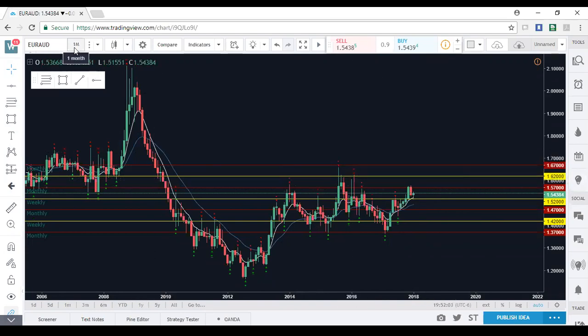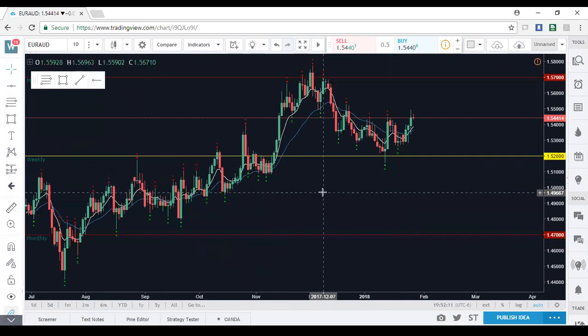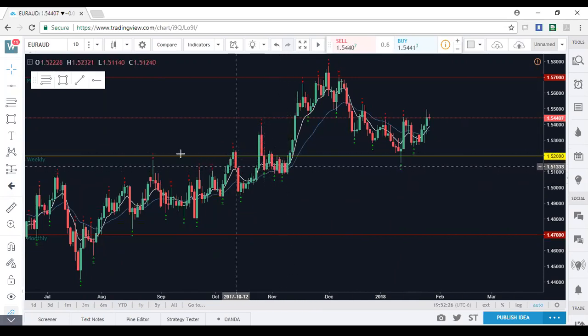So from the monthly chart, once we've got that delineated and things like that, we'll go down to the daily chart. Now, as we can see already, we've got this compression right here around this weekly mid-level. So I would say an order block is right here, right?